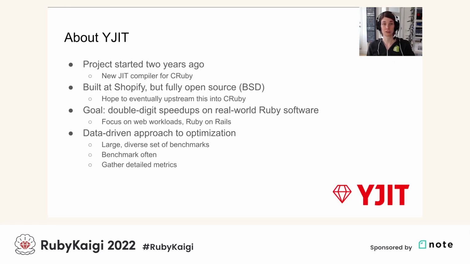YJIT is a project that was started 2 years ago at Shopify to build a new JIT compiler inside of Ruby. From the start, YJIT has been open source, and it was very important for us that it be open source because we were hoping to eventually upstream YJIT into Ruby. Our goal has been to get double-digit speedups on our real-world Ruby software. In particular, we focus on web workloads and Ruby on Rails because Shopify has a lot of infrastructure running on top of Ruby on Rails.